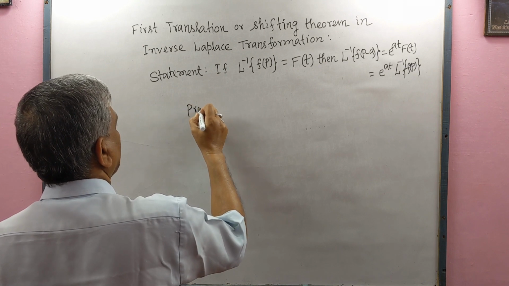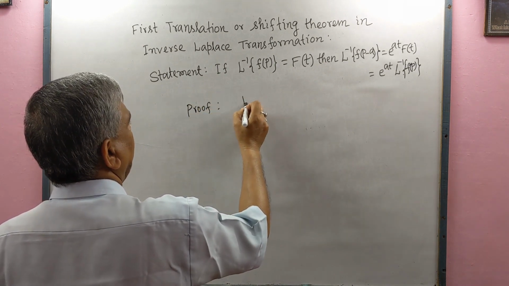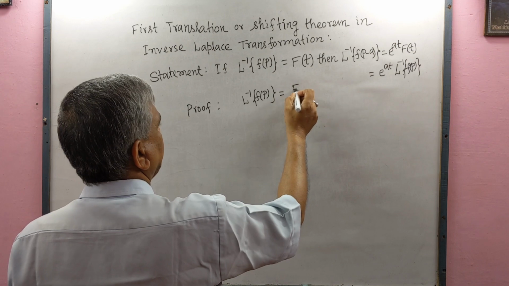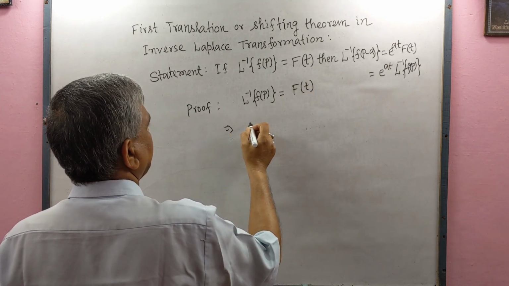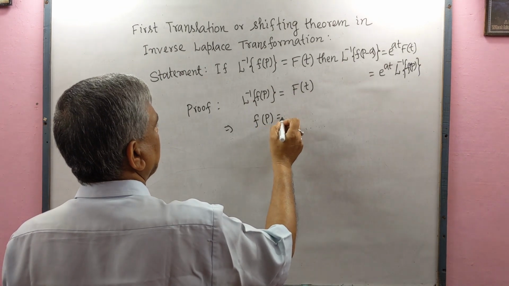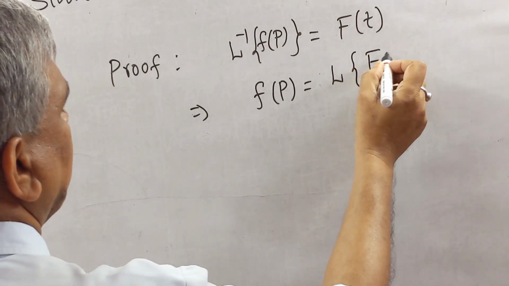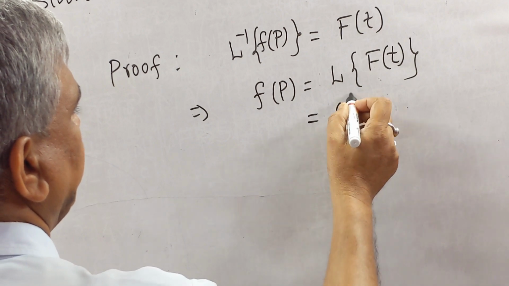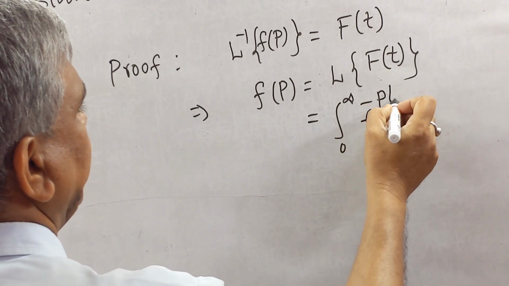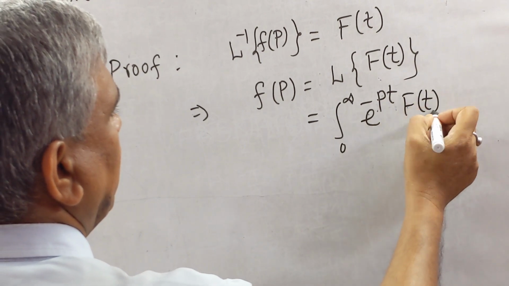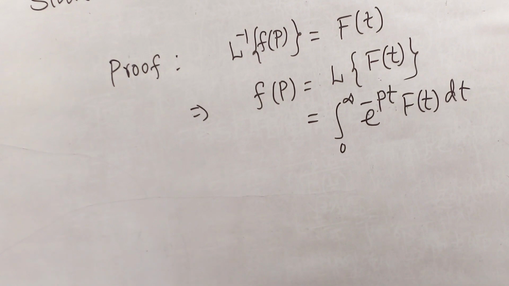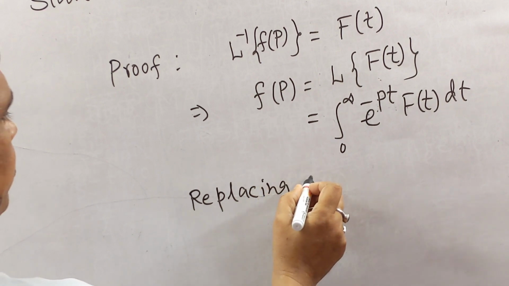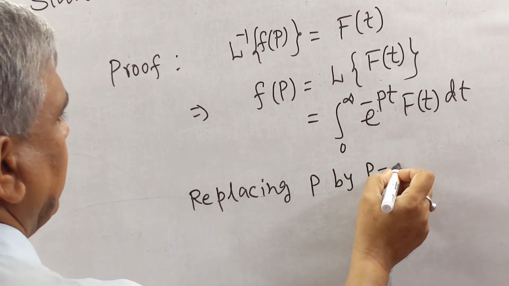Proof: given that L inverse F(p) equal to f(t) implies that F(p) equal to L of f(t) equal to integral 0 to infinity e to the power minus pt f(t) dt, replacing p by p minus a in both sides.